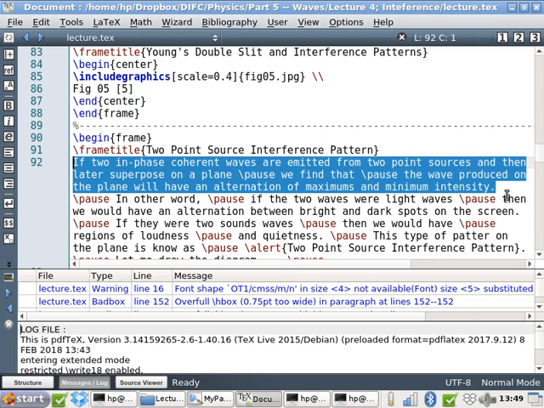If two in-phase coherent waves are emitted from two point sources and then later superposed on a plane, we find that the waves produced on the plane will have maximums and minimums. Just write this down and then you can go.